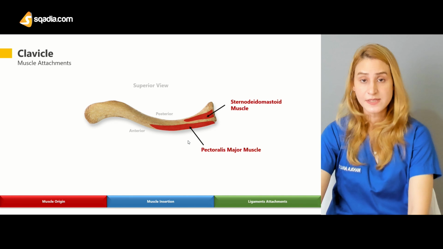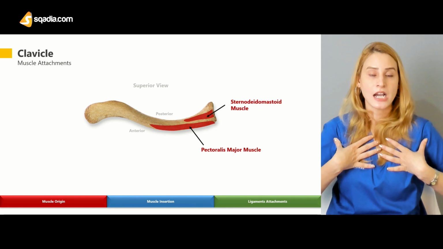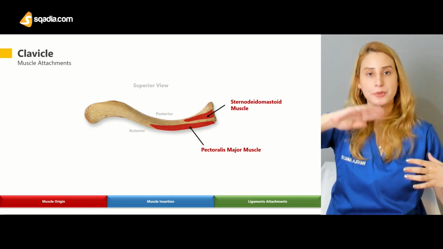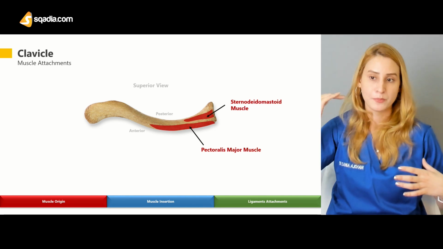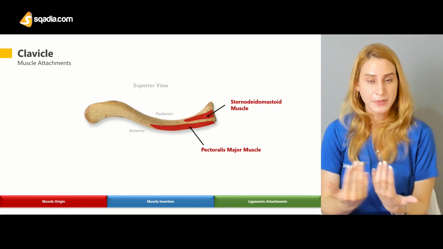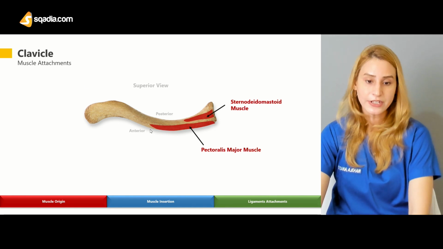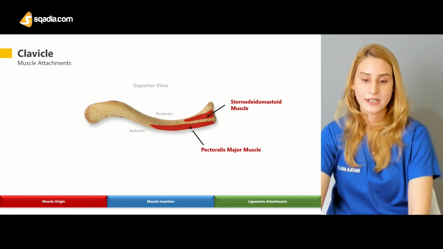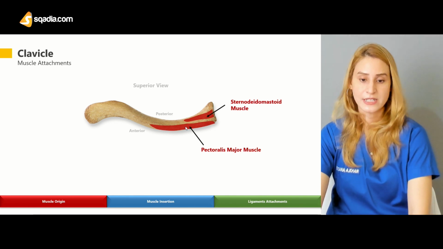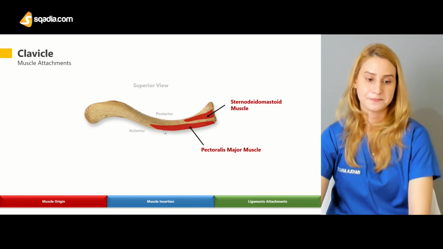Then you have the pectoralis major muscle. The pectoralis major is the muscle which makes up the front part of the chest. It protects the breast tissue in a female or a male body as well. But most commonly, this pectoralis major muscle has its origin on the inferior surface of the clavicle. So this is the inferior surface of the clavicle. The origin of the pectoralis major is from the inferior surface of the clavicle, at the medial end.